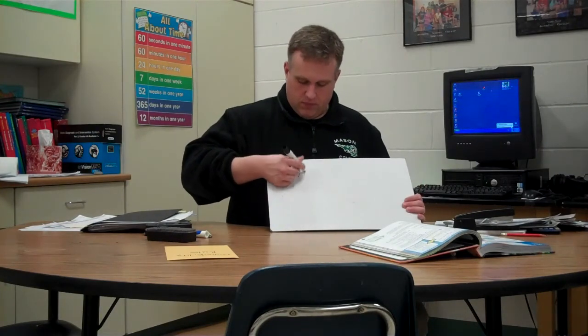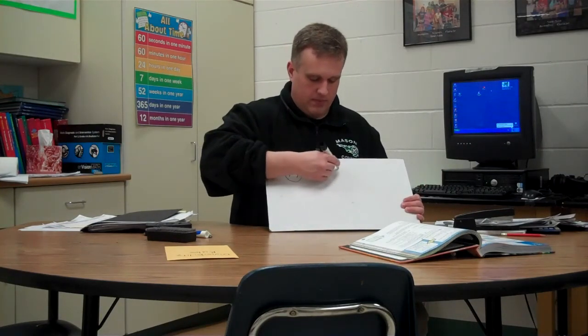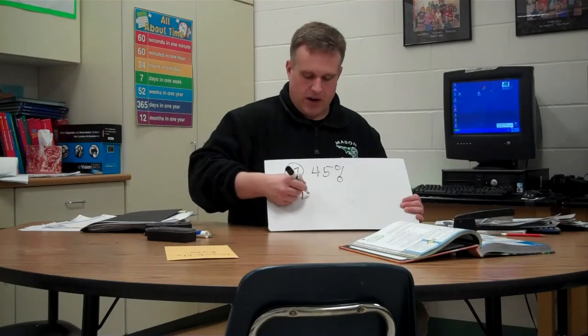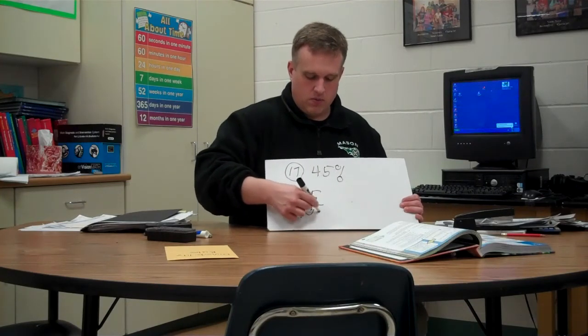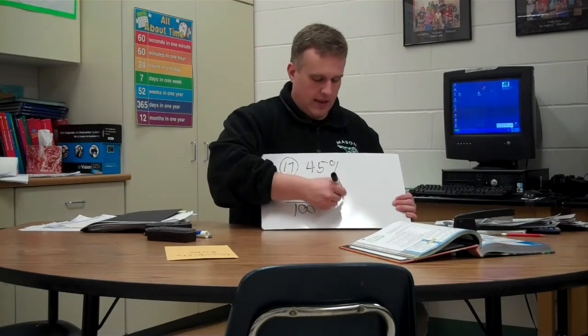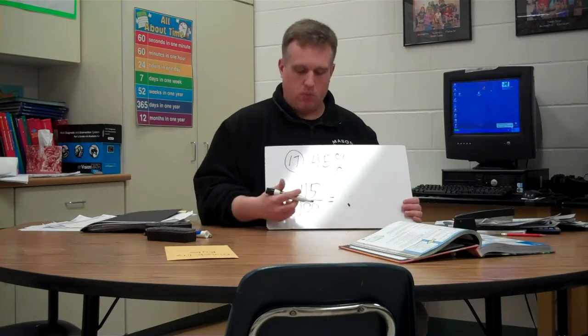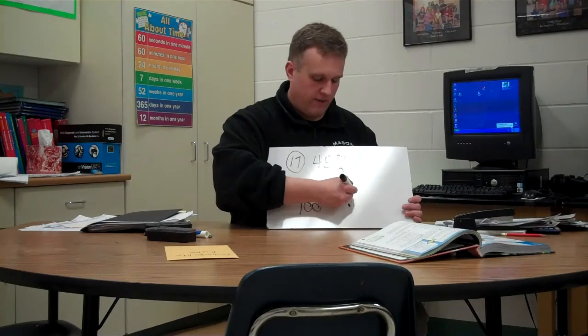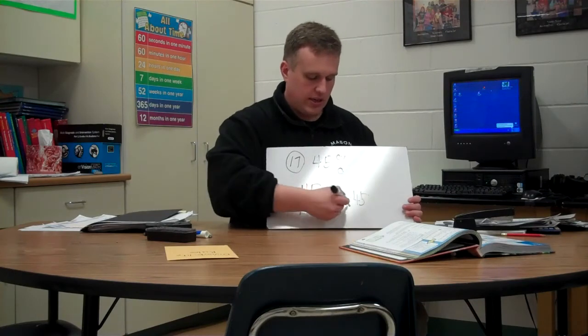Let's see. So that's 11 through 20. Let's do, we'll do one more. Let's look at number 17. 45%. Okay, again, as a fraction, taken out of 100. Okay. As a decimal, I'm going to say it the same way, 45 hundredths. So I write 45 hundredths, just like I say it.